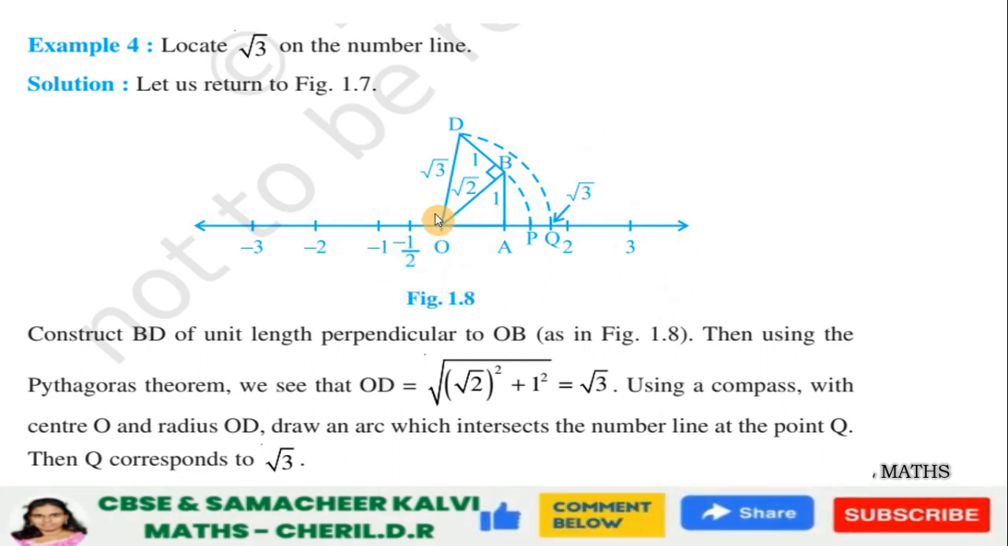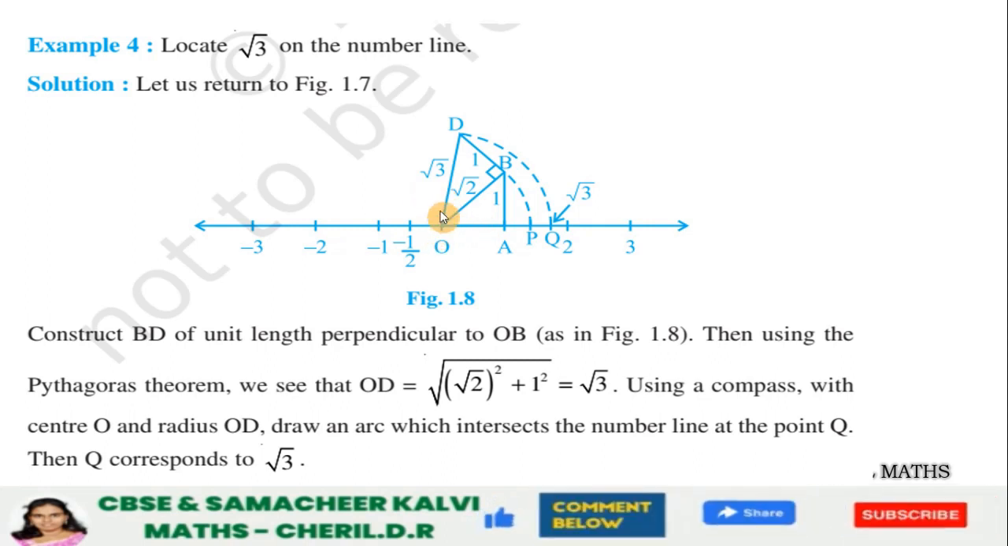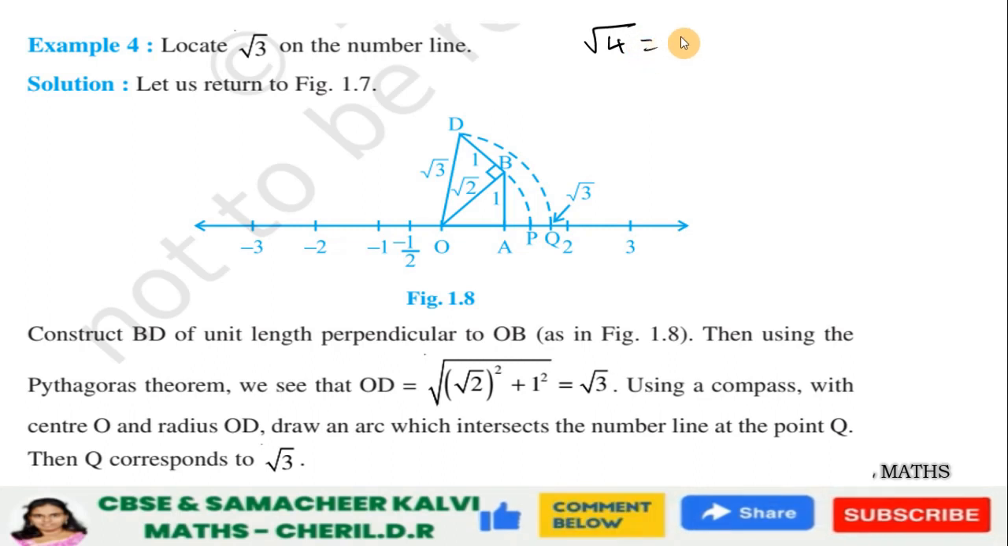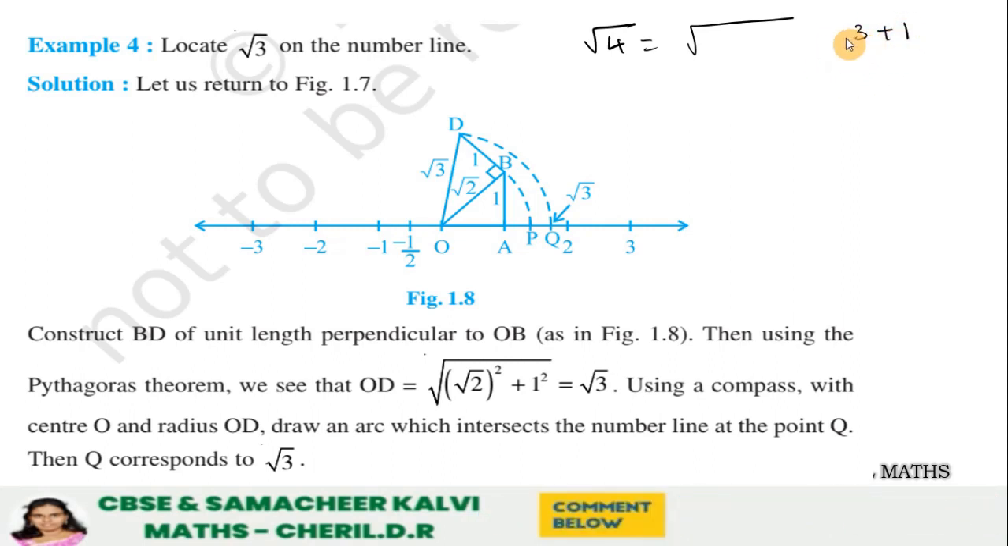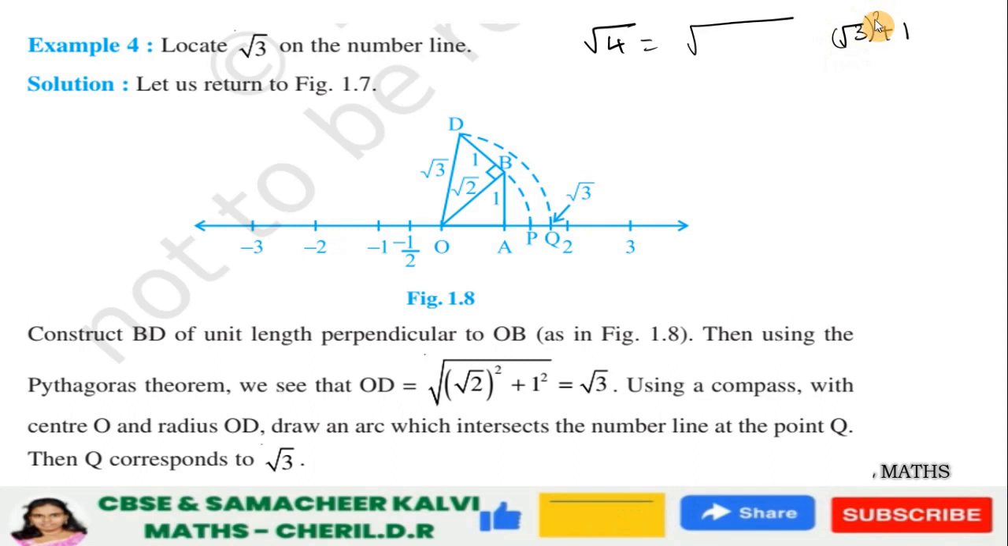Now if I need to do it for root 4, what will it be? The square root of, I can take it as 3 plus 1. So what will be the square root of 3 plus 1? It will be the square root of root 3 whole square plus 1 square. Already we have root 3. So we can very easily draw another perpendicular of 1 unit here, and then join, which will give root 4. So if you want to draw for root 5, again for root 5 it will be what?